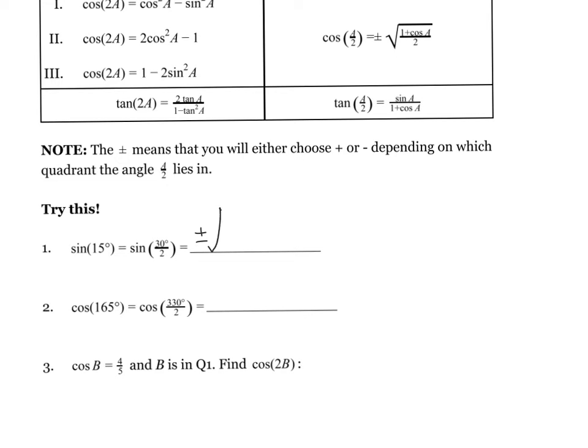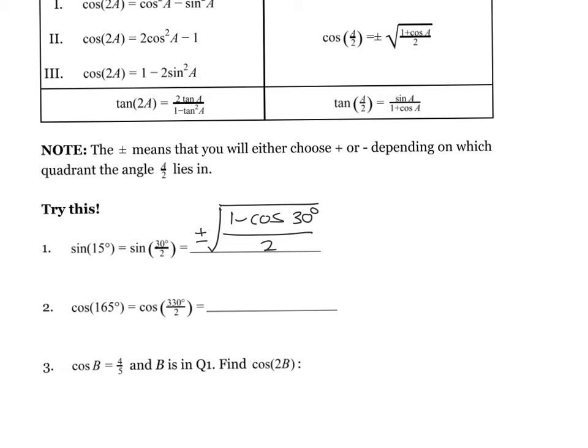The square root of 1 minus cosine of, now the formula says cosine of a. Now in this case, a is 30 degrees. So it's going to be cosine of 30 degrees. Not 15, it's 30. You see why this is nice? Okay. So, well, that's pretty cool. Cosine 30 degrees is root 3 over 2.